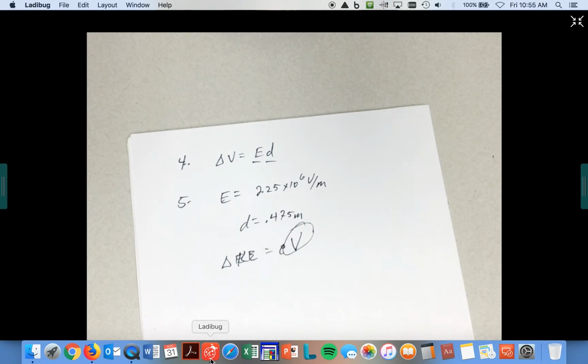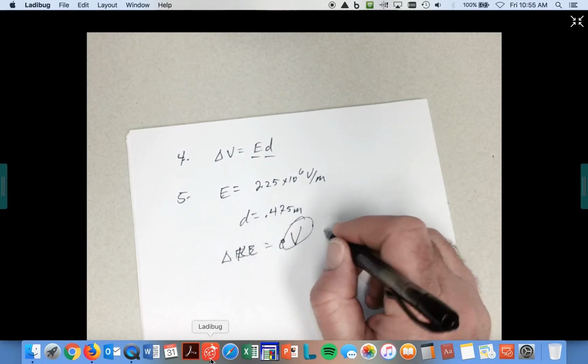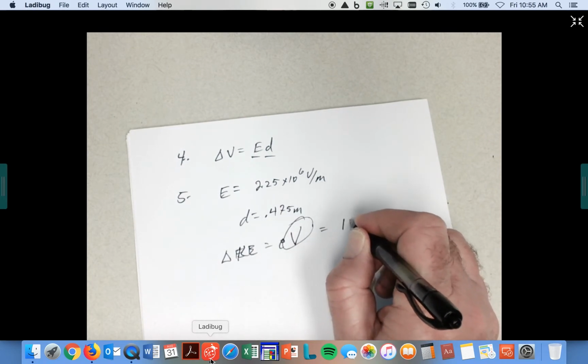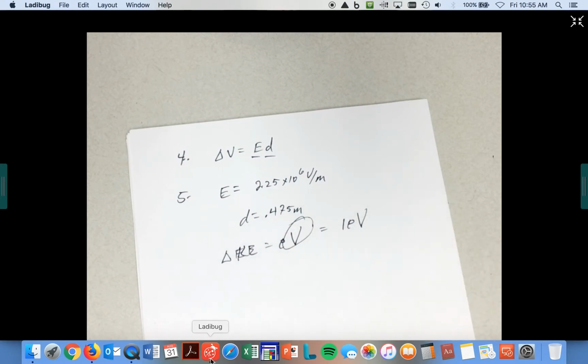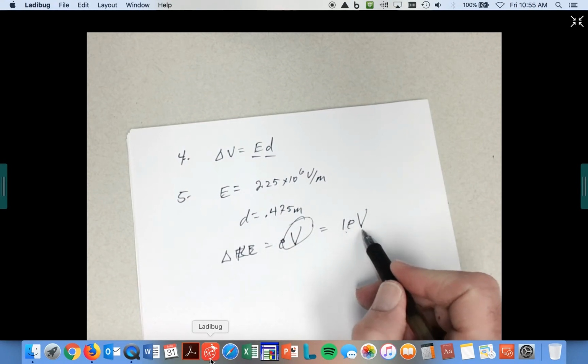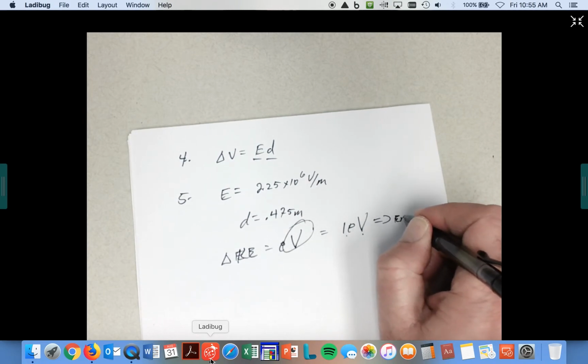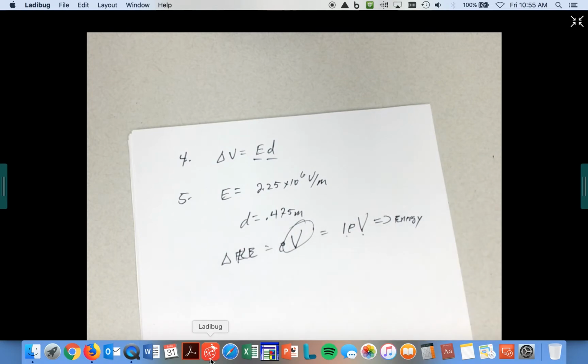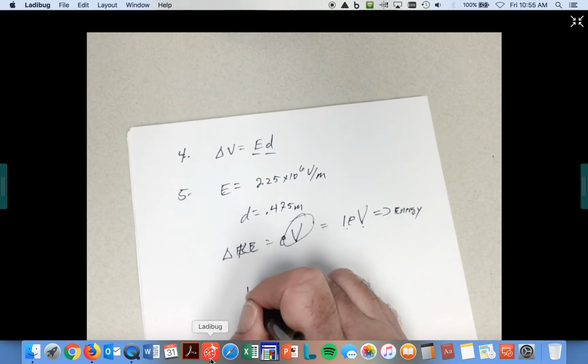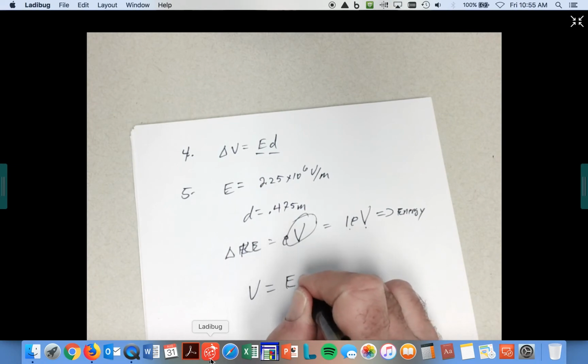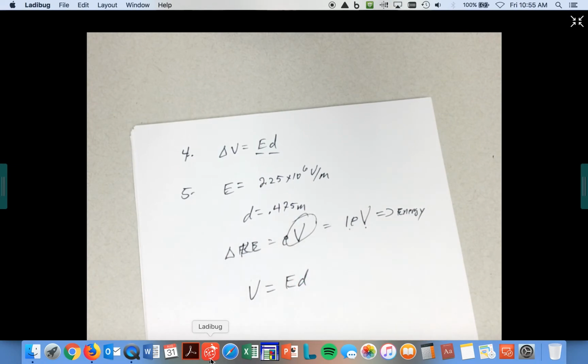And it's real simple. We're taking one electron, the kinetic energy equals that one electron times the voltage. That's an energy because you've got a charge times a potential. So this is actually an energy. And if we're just shooting one electron, it becomes easy. The electron volts then become this. You find the voltage, which is equal to E times D. And that's essentially your answer, except that the answer is in electron volts.